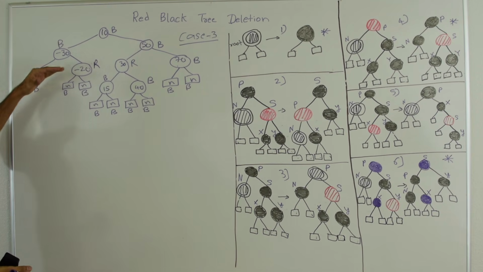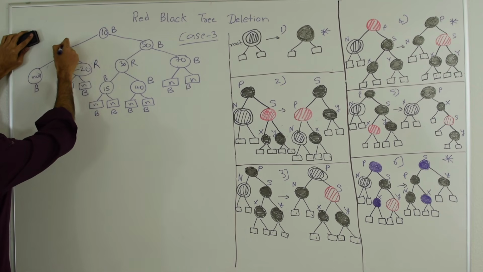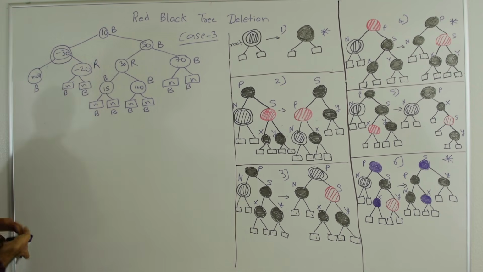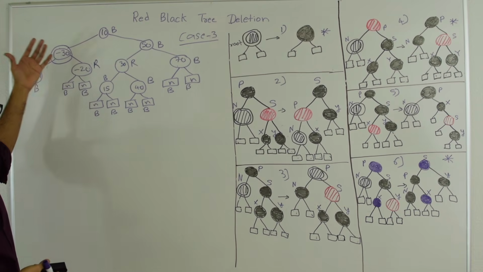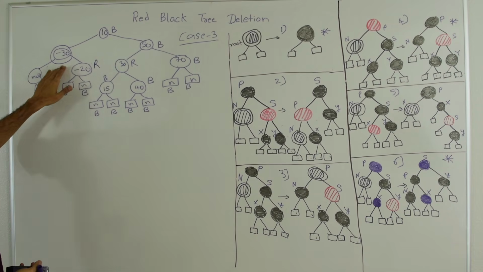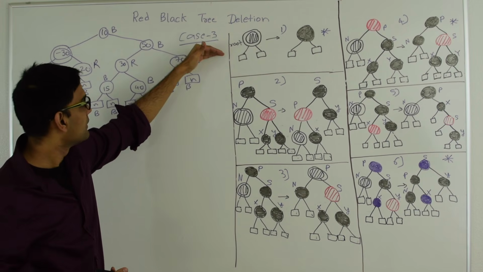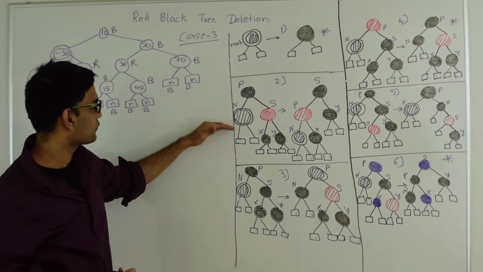By changing this to red, we push the problem up, and now -30 is my double black node. And somehow we need to fix -30. If you remember from last time, -30 had become a root, so we just did nothing. But in this case, it is not a root. So after doing this transformation, we start from the starting. It's not root, so we go to case 2.